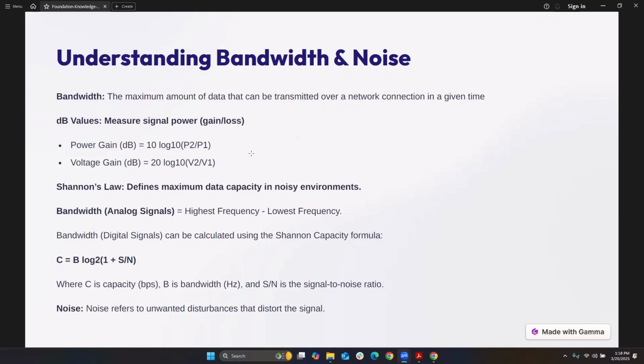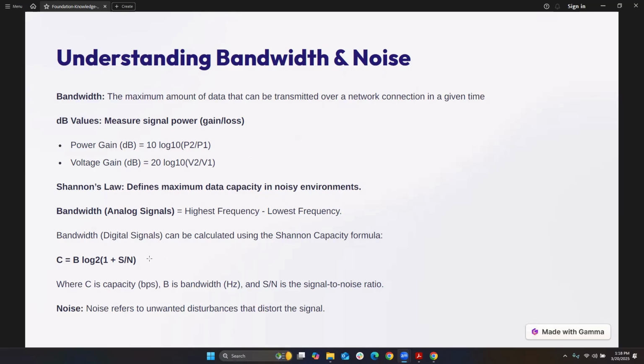So it has a little complex equation. C stands for the maximum data capacity, B stands for bandwidth, and S over N stands for signal to noise ratio. So the higher the value, the better the quality. So what is noise? Noise refers to an unwanted interference that distorts a signal and reduces its quality.